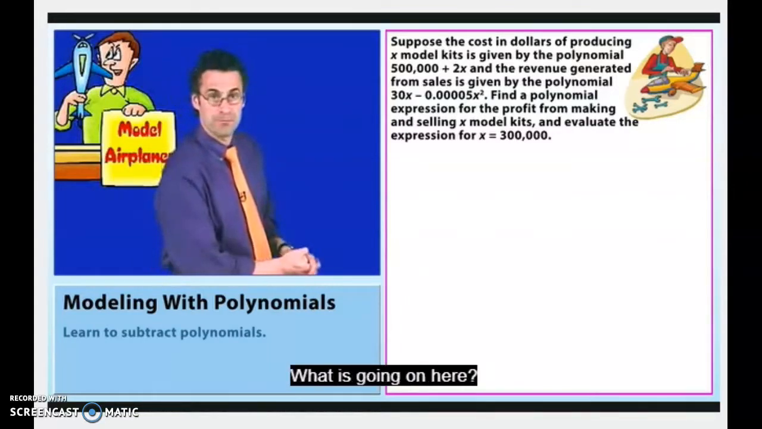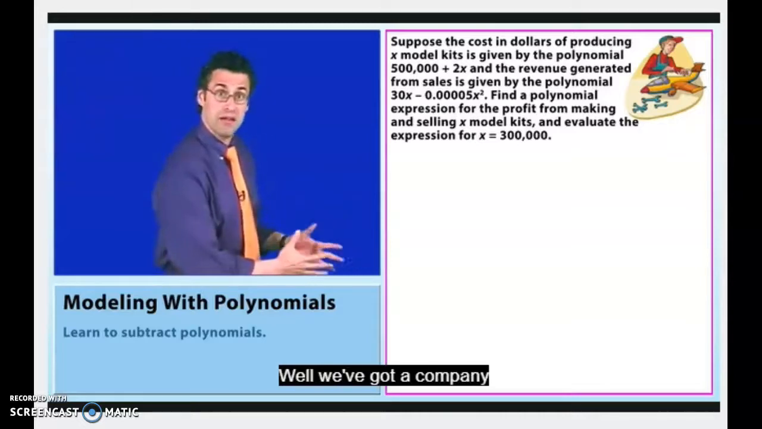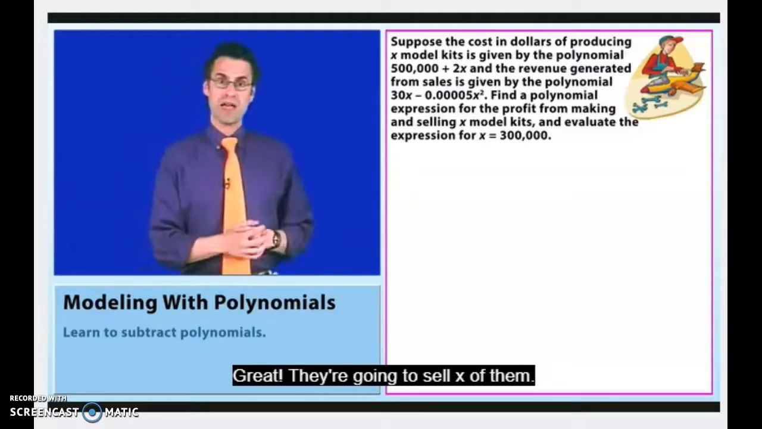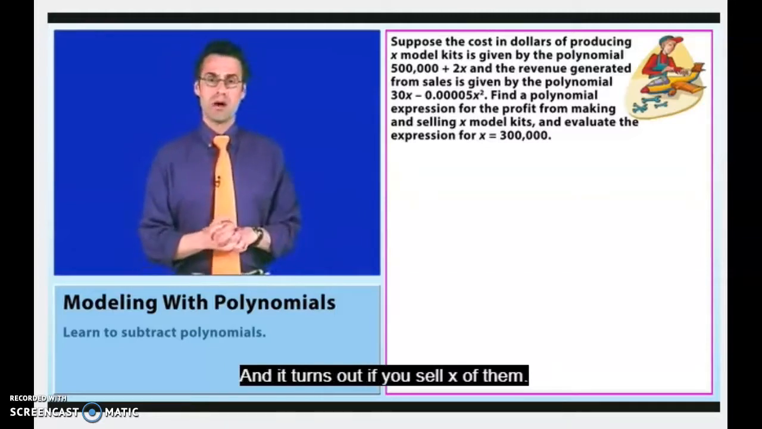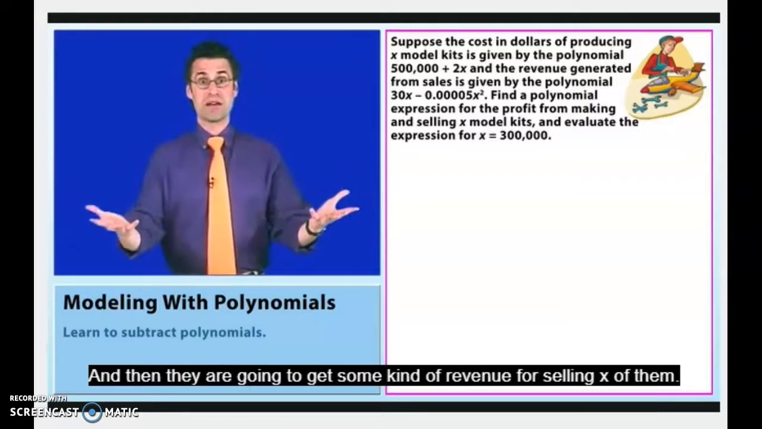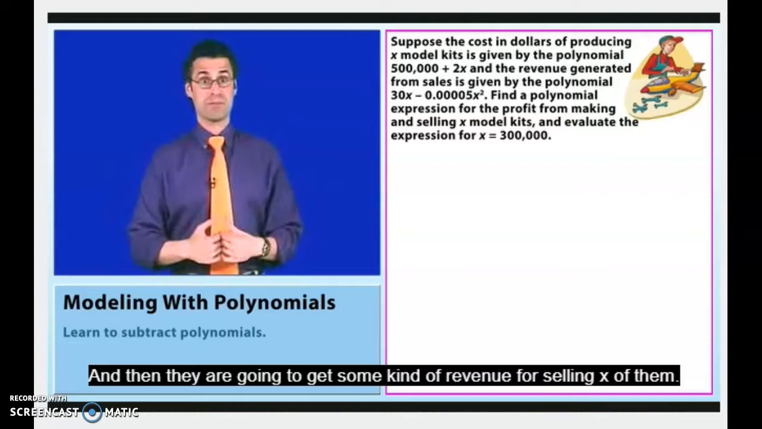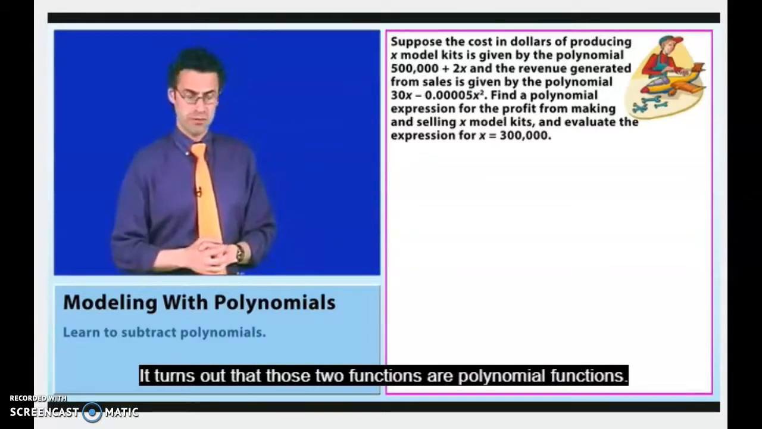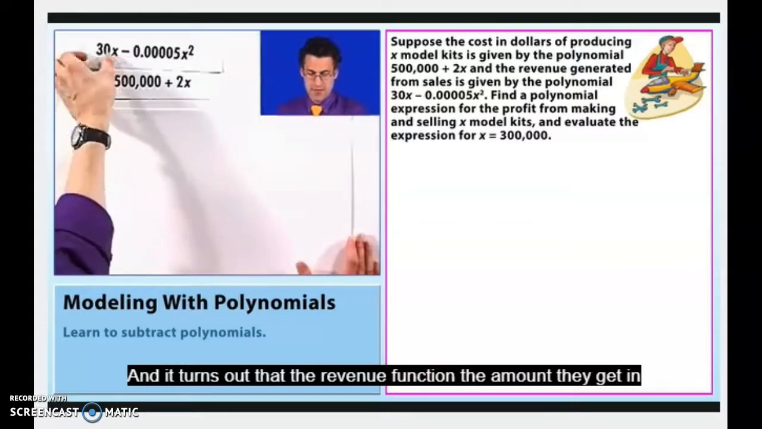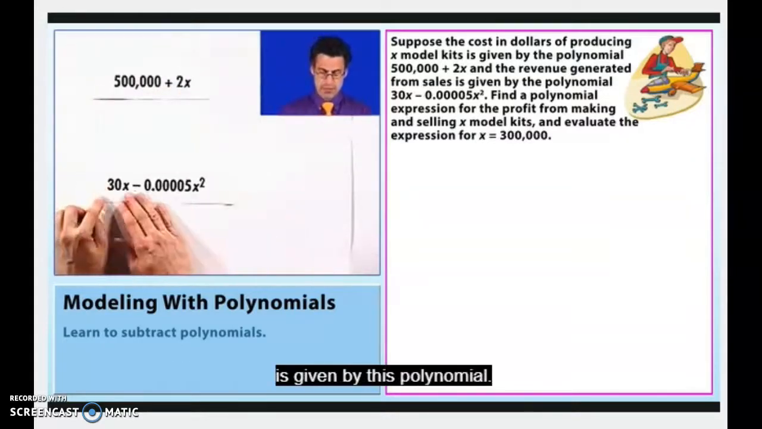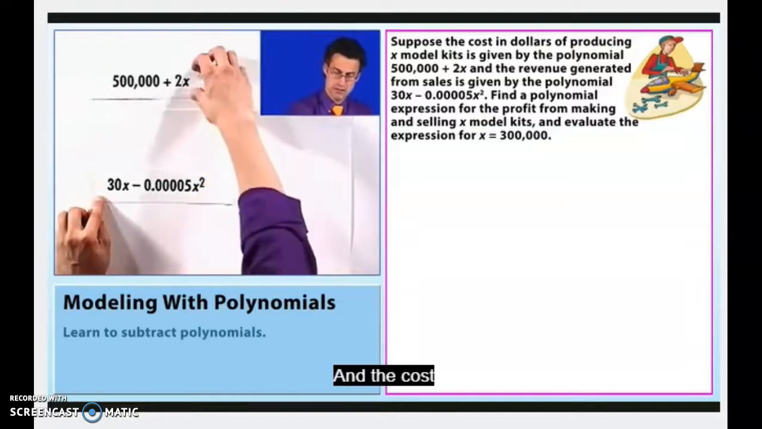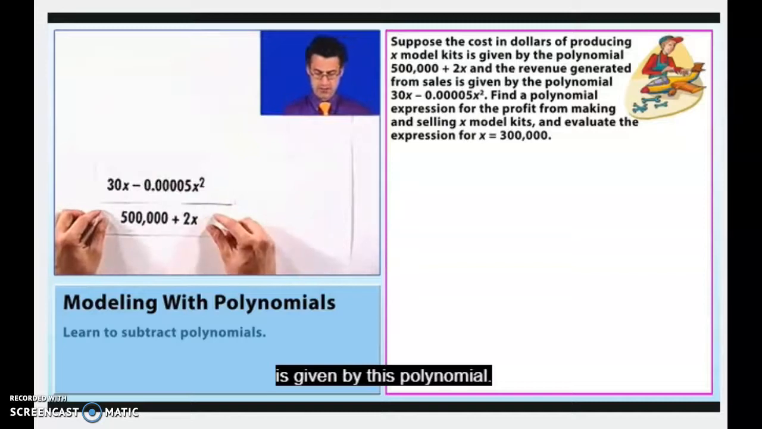What is going on here? Well, we've got a company. They're producing model kits. Great. They're going to sell x of them. And it turns out if you sell x of them, there's going to be a cost in producing x of them, and then they're going to get some kind of revenue for selling x of them. And it turns out that those two functions are polynomial functions, and the revenue function, the amount they get in, is given by this polynomial, and the cost is given by this polynomial.